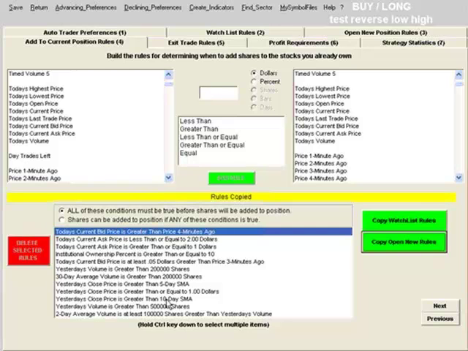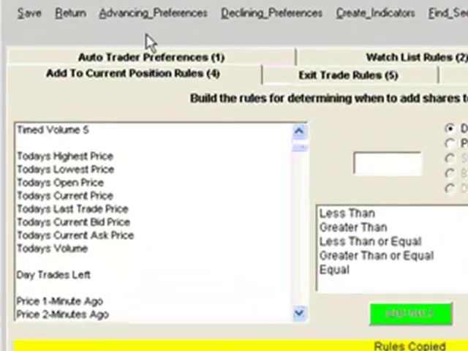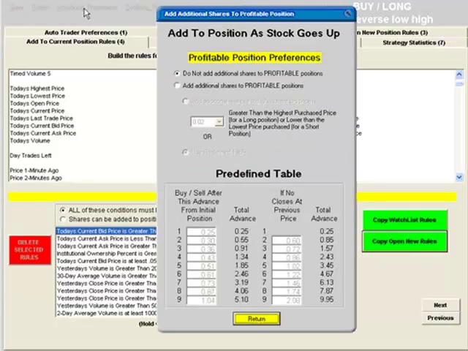However, there is one more thing that has to happen before a position will be added to, and that is you have to determine, do I want to add to my advancing preferences? Do I want to add to a stock that is going higher? In this case, I'm saying do not add additional shares to profitable positions. I don't want to buy more stock if the stock price is going higher. I'm already making money with the shares I own. So I don't want to add to my winners.